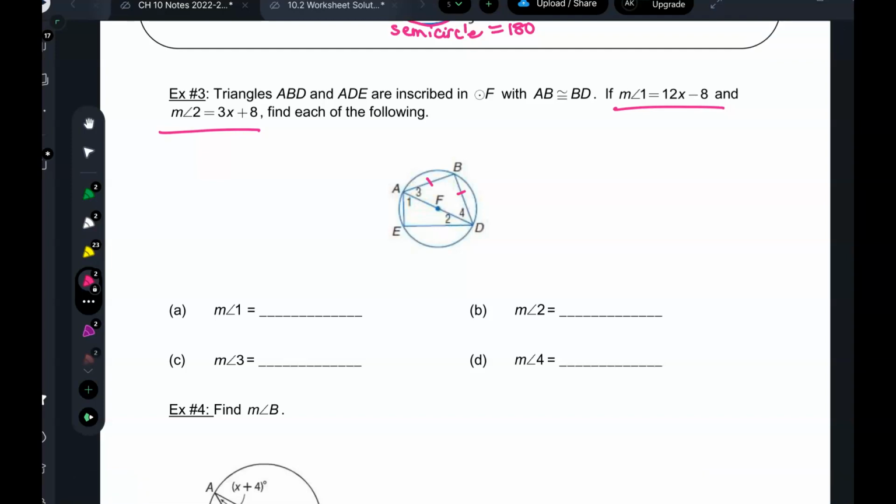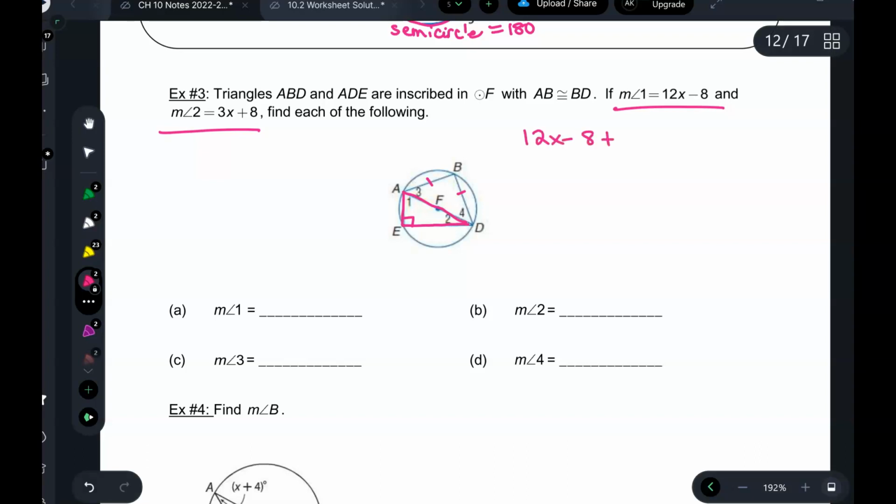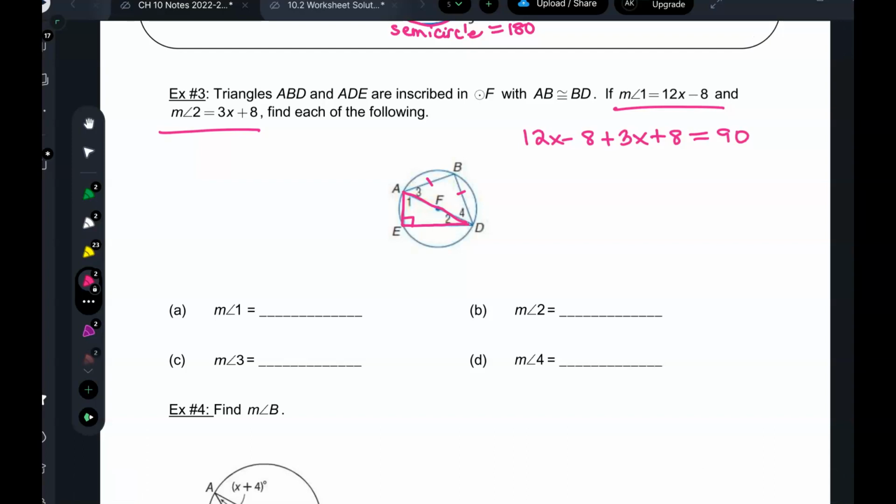What are we going to do, Justin? Couldn't you do 90 plus 12x minus 8 plus 3x plus 8 equals 180? Yes. Isn't this a right triangle? So don't we know all the angles have to add up to 180? And not only that, but don't we know angle 1 and angle 2 have to add up to 90, because we already know one of the angles. So I'm going to take 12x minus 8 plus 3x plus 8 and set that equal to 90. If you want to do plus 90 equals 180, it's all going to work out the same. This is just one less step.